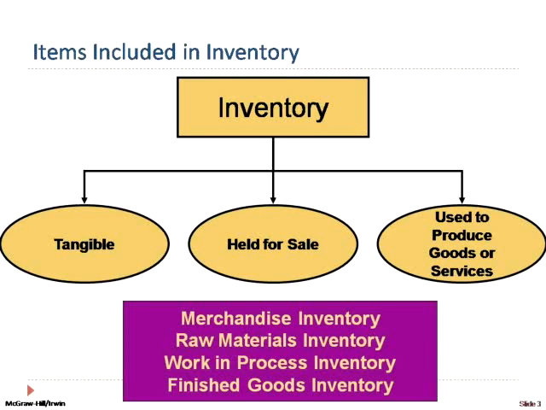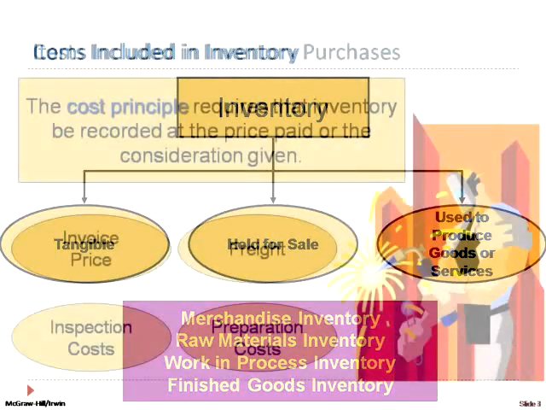Raw materials inventory includes items acquired for processing into finished goods. Work-in-process inventory includes goods in the process of being manufactured but not yet complete. Finished goods inventory includes manufactured goods that are complete and ready for sale.